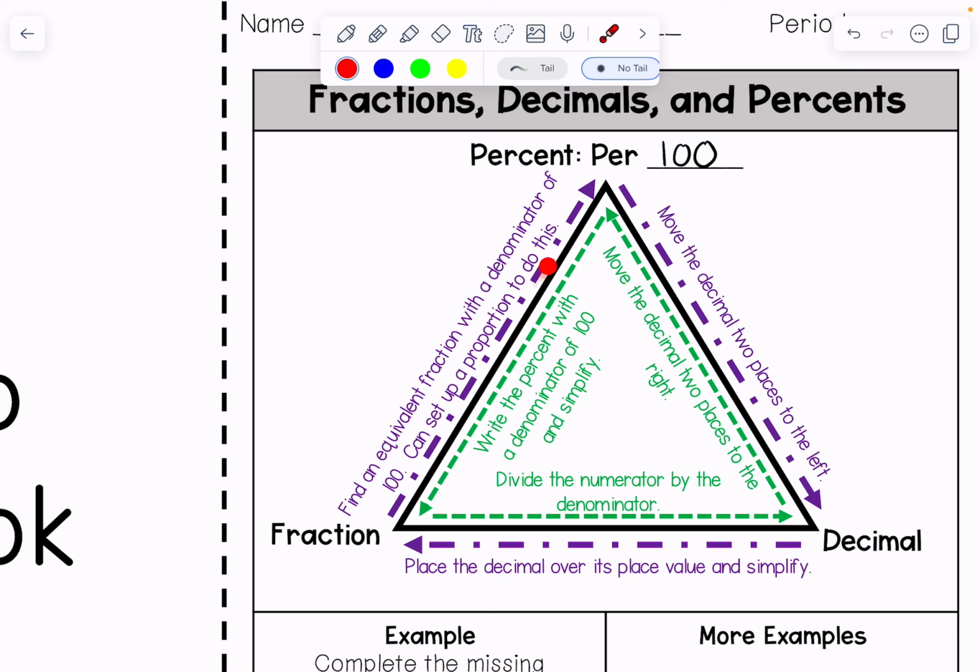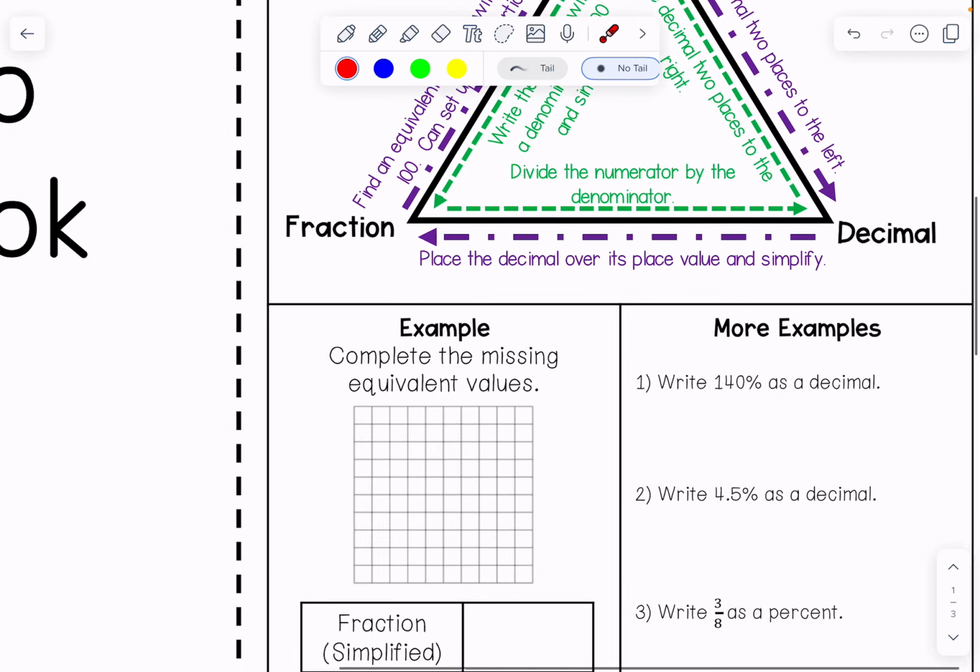Then you're going to follow this purple line and read this purple text here as a reminder of how you could possibly do that. If you wanted to go from a decimal to a percent, then you would be following this green arrow. So then you'd be moving the decimal 2 places to the right. So this little diagram just kind of has a lot of information in it. And we might refer to it as we go through some different examples here. But I'm not going to sit and read everything to you right now.